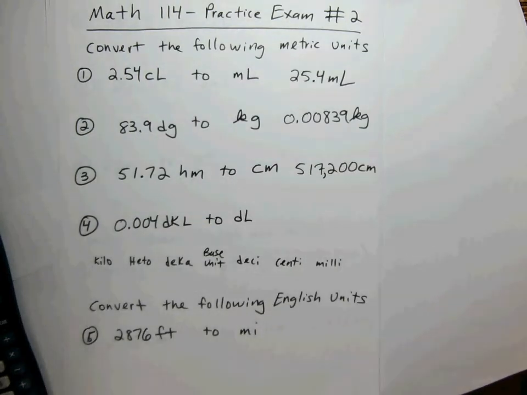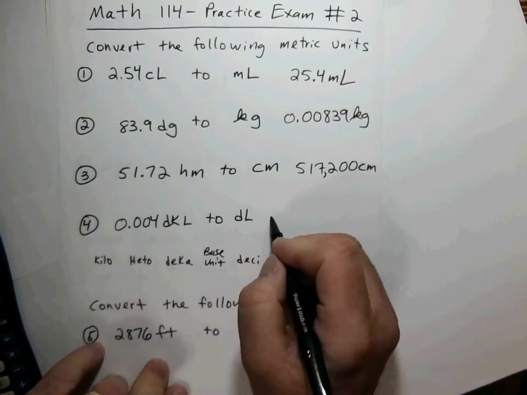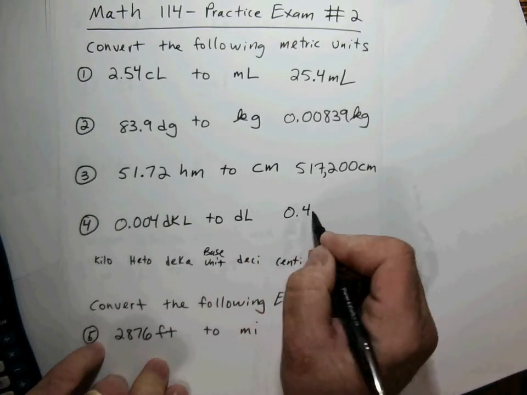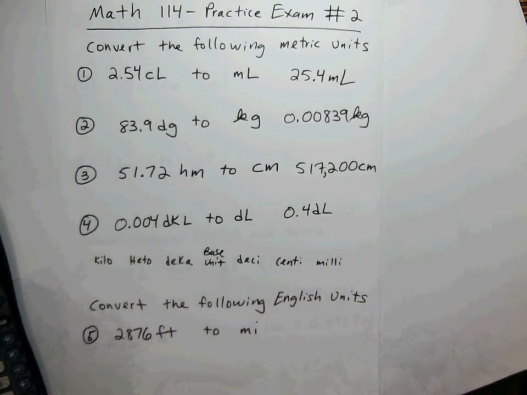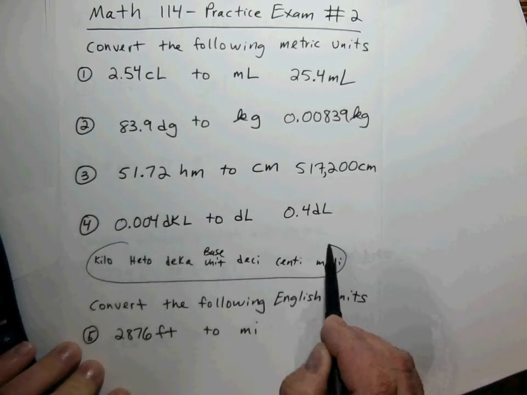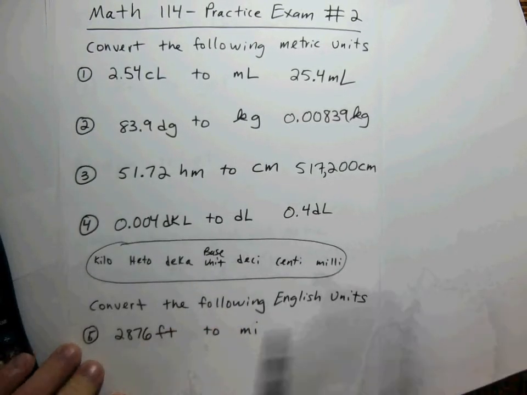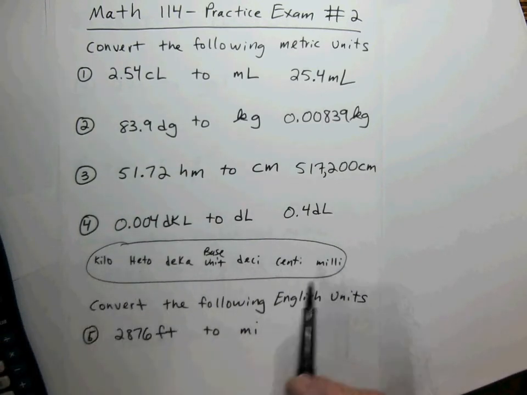Number 4, decaliters to deciliters. So deca to deci is 2 places to the right. So that'll be 0.4 deciliters. Okay? So metric is pretty simple, but you need to know all of these prefixes. Okay, now there's more prefixes beyond on either side. I don't expect you to know those. Just this, from kilo down to milli, and how to convert between the two.